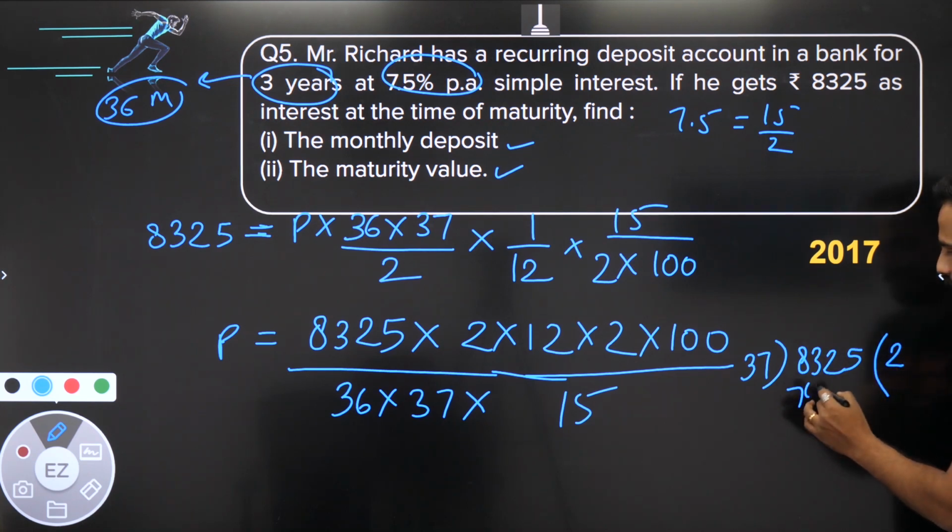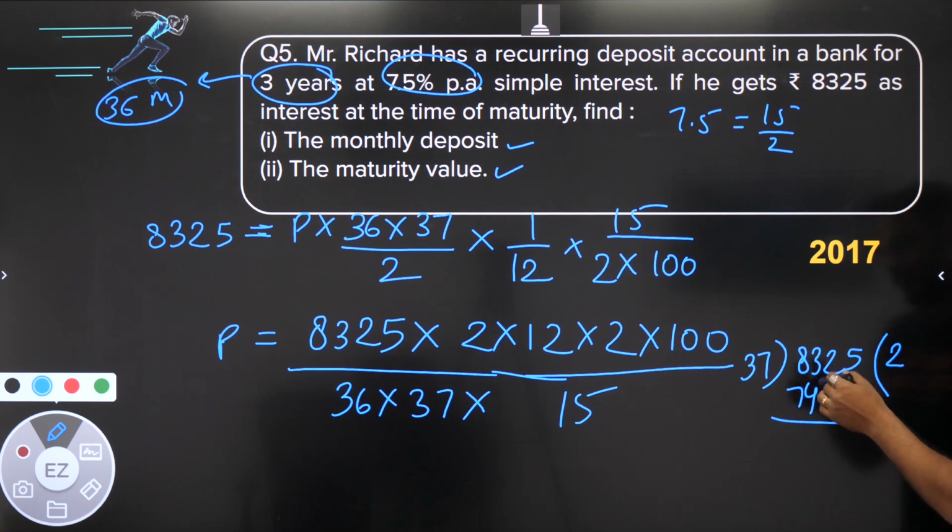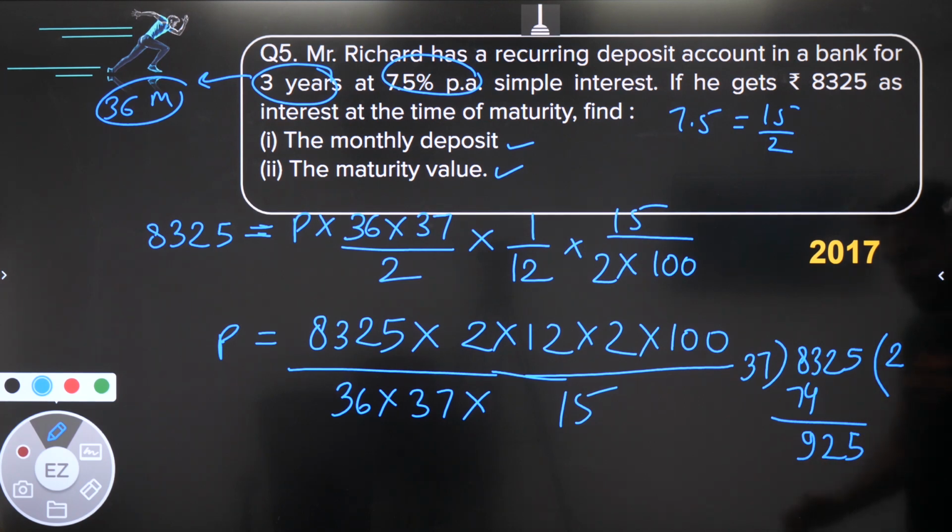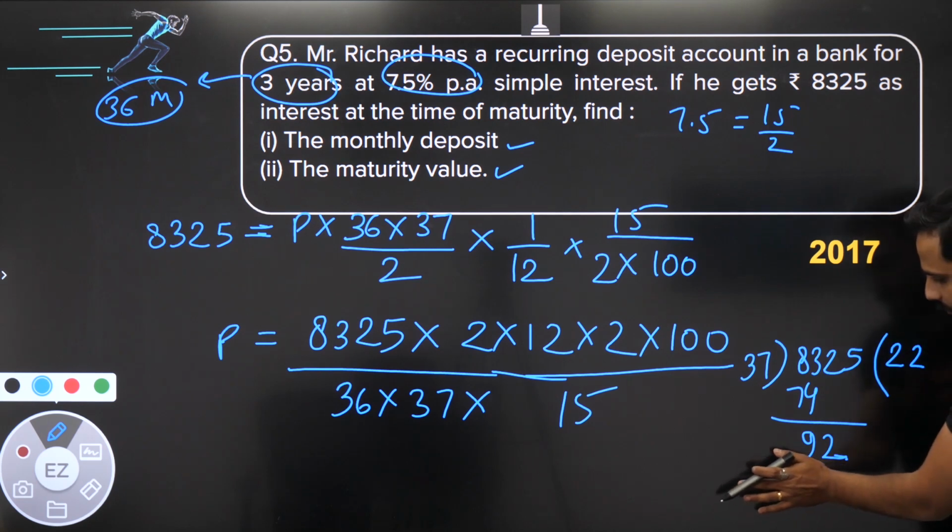So what you are getting, if it is 2s are 74, 13 minus 4 is 9, 925, 37 with 9, 92. So now 37, then this, then 92 will go. So again 2s are 74.